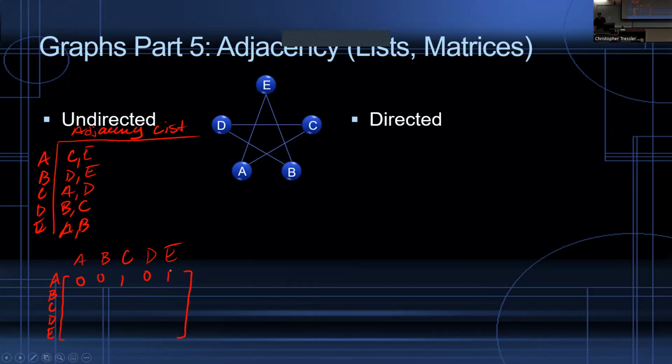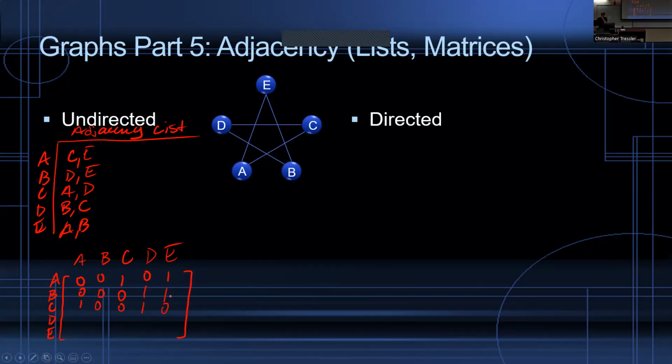So then let's go through the same thing. Is B connecting to A? No. Is B connecting to B? No. Is B connecting to C? No. Is B connecting to D? Yes. Is B connecting to E? Yes. Okay. Next up we have, is C connecting to A? Yes, it is. Is C connecting to B? No. C connecting to C? No. C connecting to D? Yes. And C connecting to E? No.